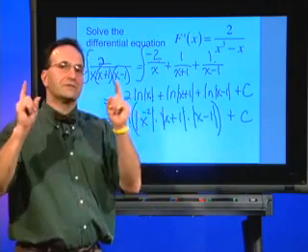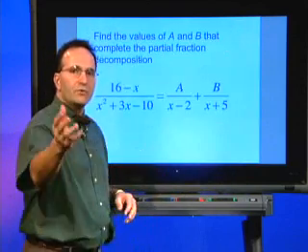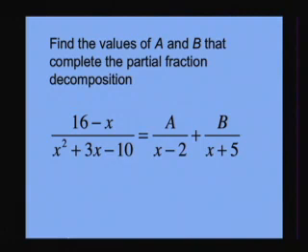Well, now it's time for you to try a problem just like that. So let me give you your problem. Find the values of a and b that complete the partial fraction decomposition of 16 minus x over x squared plus 3x minus 10 equals a over x minus 2 plus b over x plus 5. Pause the video while you work on this problem, and when you are finished, restart the video to check your solution.